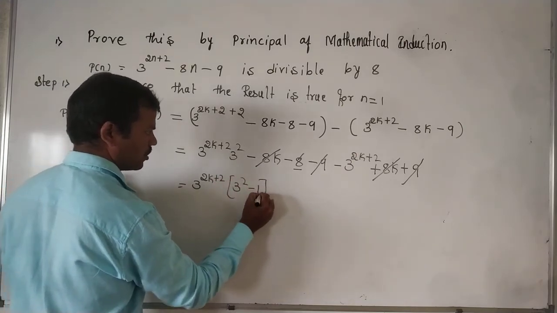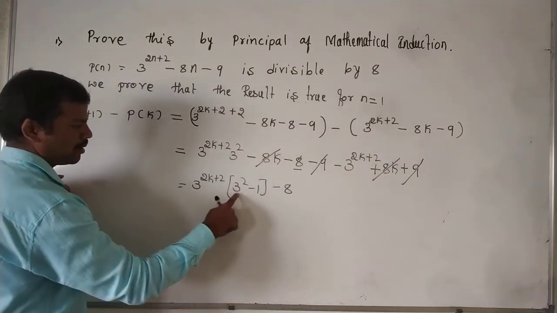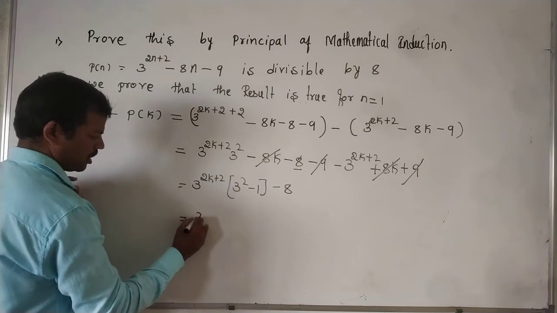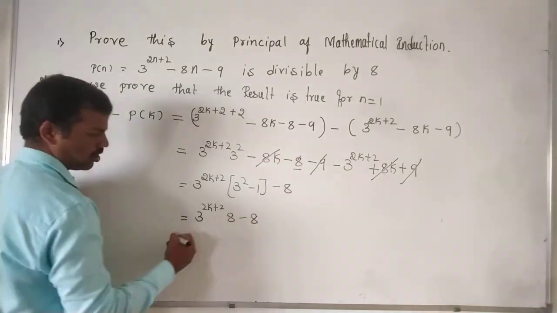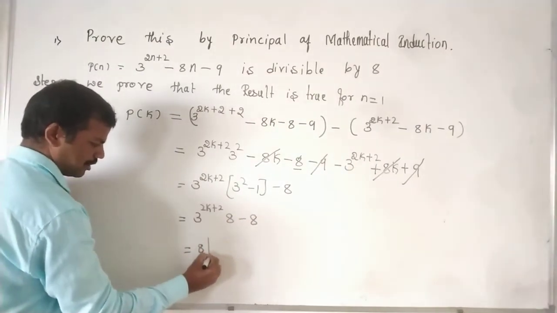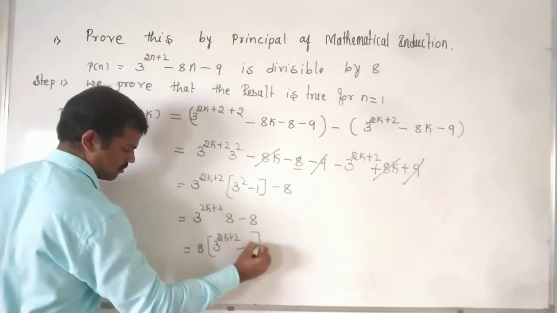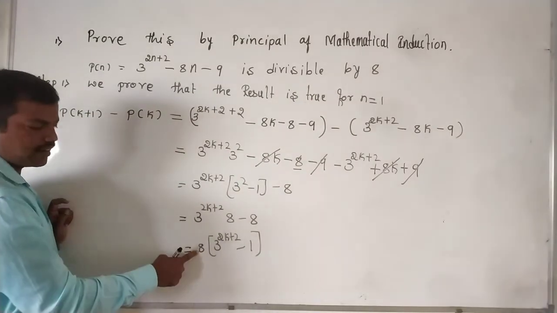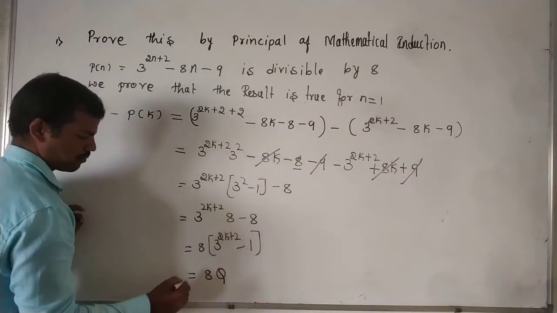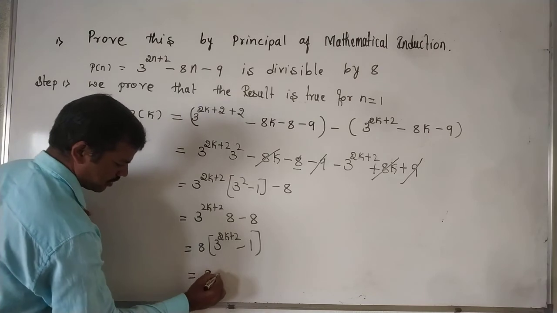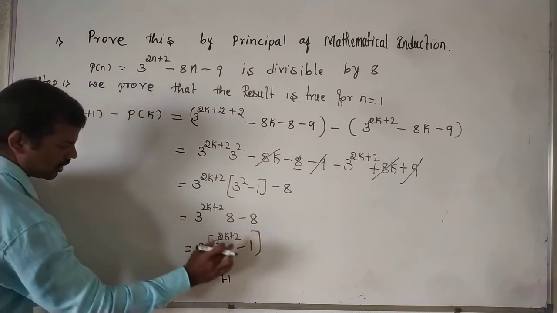What remains is 3 squared minus 1 minus 8. 3 squared is 9, 9 minus 1 is 8. So 3 raised to 2k plus 2 times 8, minus 8. 8 is common, so we get 8 into 3 raised to 2k plus 2 minus 1. This is a multiple of 8. So that is equal to 8 times some q, call it q1.